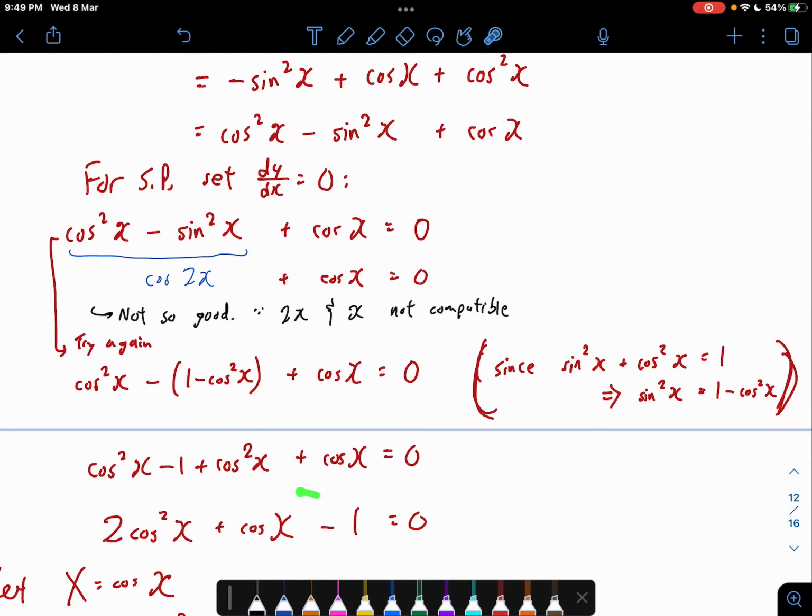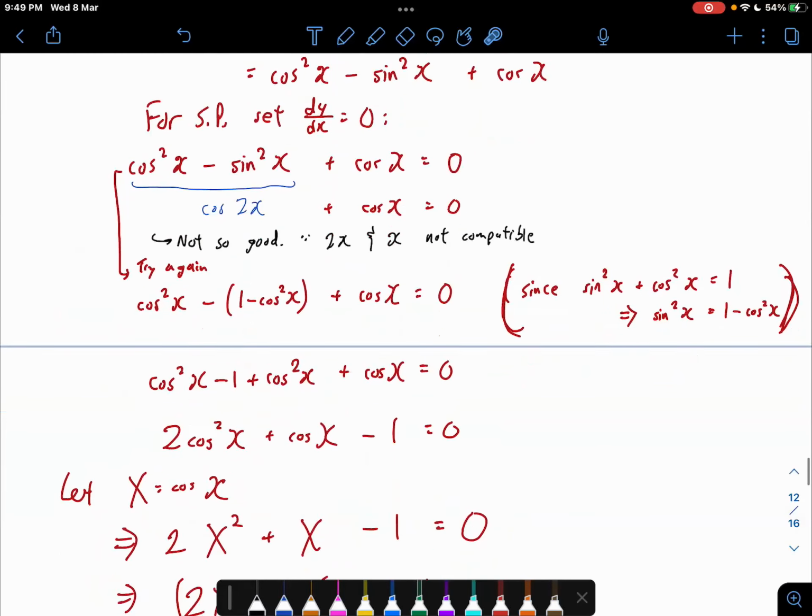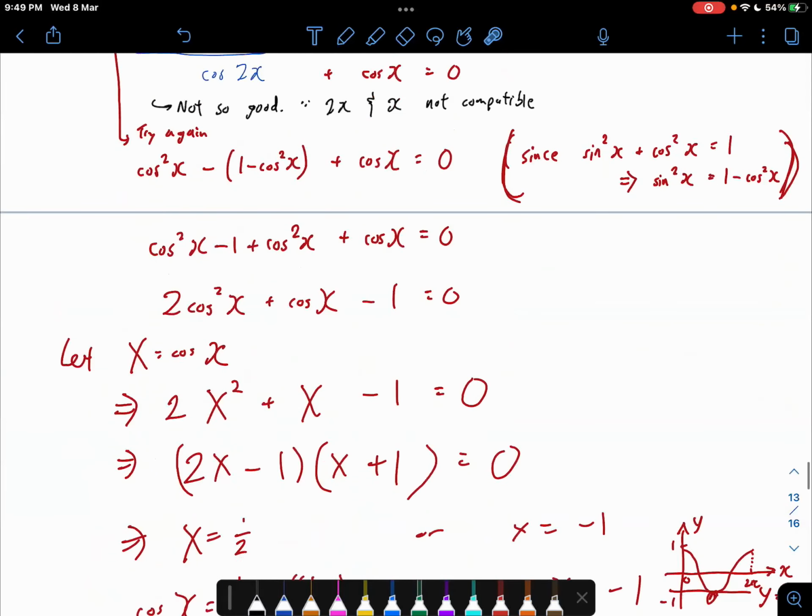Then you just combine everything, you get 2 cos square x plus cos x minus 1 equals 0. Not enough. You still need to solve. You realize it's a hidden quadratic. Hidden quadratic, after you do a clever substitution.